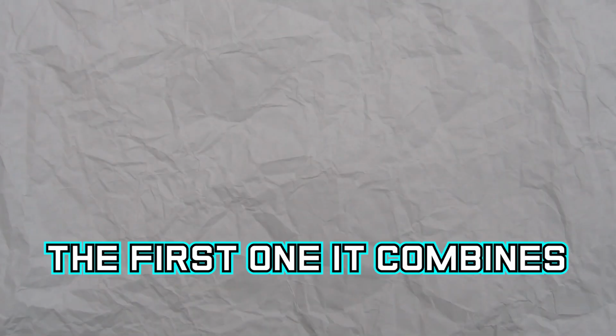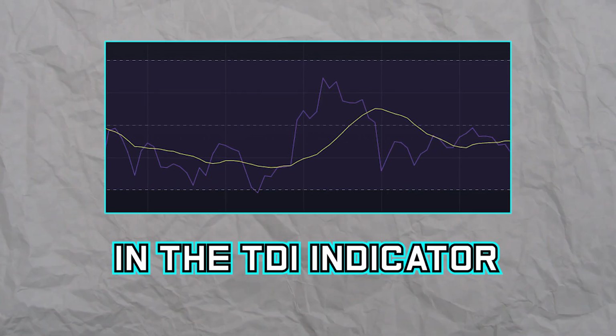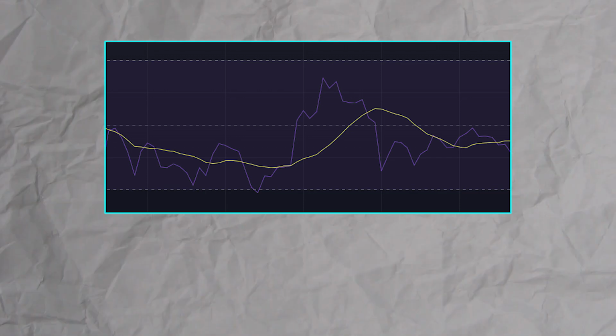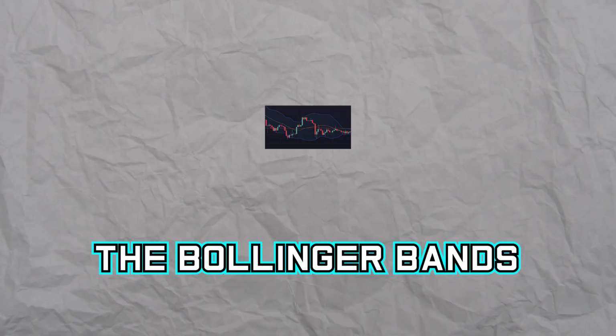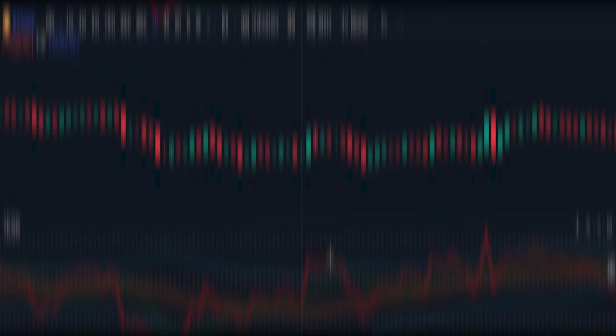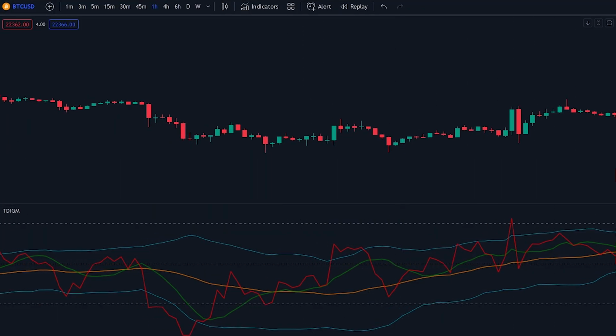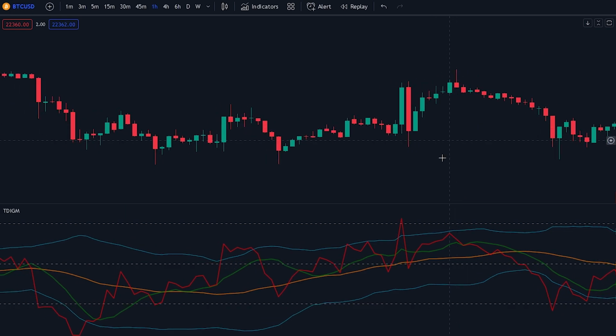The first one it combines is the RSI indicator. In the TDI indicator, the RSI is used to determine the strength of the trend. Then the moving averages are used to smooth the lines. Finally, the Bollinger bands are used to estimate the volatility of the market. To understand how we can use the indicator, let's first go over how the indicators are integrated into the TDI.